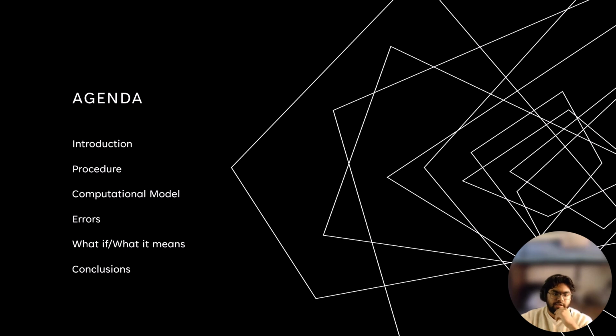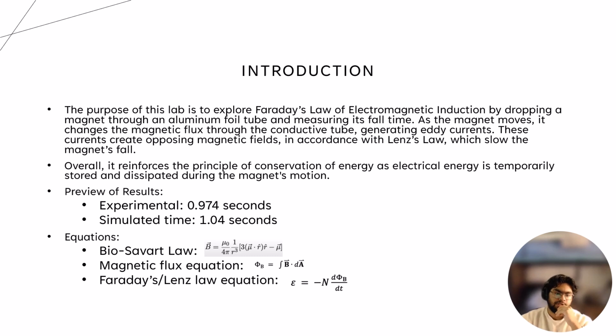Alright, so I'll start off by introducing the lab, going through the procedure, then the model, the errors, and then the what if. So, to start off, the purpose of this lab is to explore Faraday's law of electromagnetic induction by dropping a magnet through an aluminum foil and measuring the fall time.